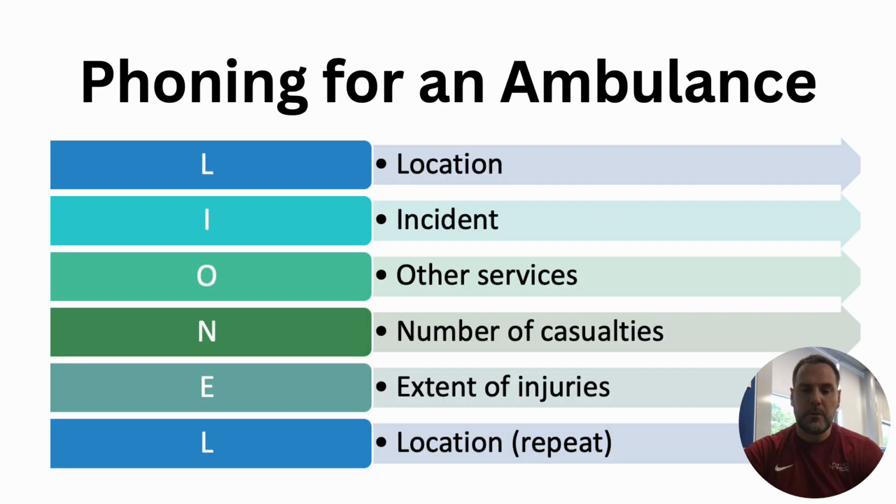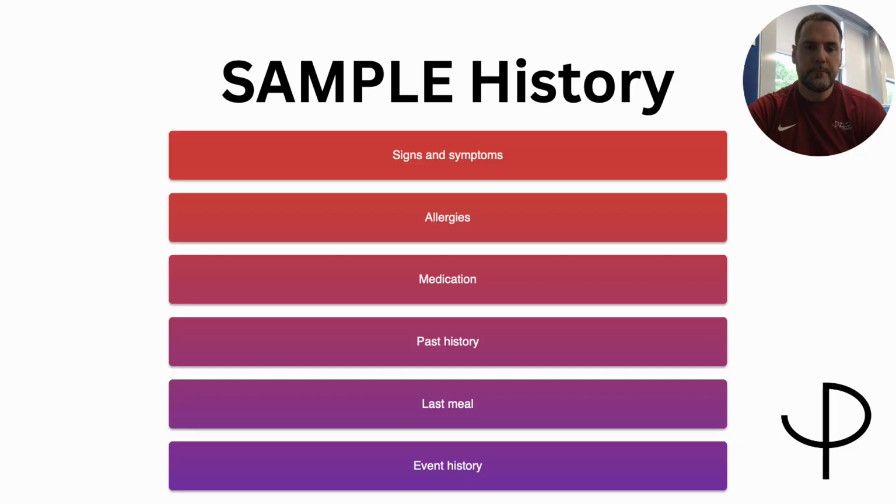When we phone for an ambulance, we want to think Lionel. So we give the location of the casualty, we describe the incident, so what's happened to the casualty. We need to state if we need other services, so for example fire brigade, police, etc. We state the number of casualties that we're dealing with, the extent of the injuries of those casualties, and we repeat the location again at the end to make 100% sure that the operator knows where to send the ambulance.